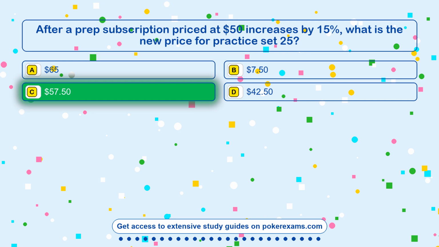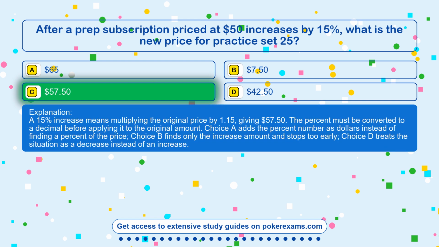The correct answer is option C, $57.50. A 15% increase means multiplying the original price by 1.15, giving $57.50. The percent must be converted to a decimal before applying it to the original amount. Choice A adds the percent number as dollars instead of finding a percent of the price. Choice B finds only the increase amount and stops too early. Choice D treats the situation as a decrease instead of an increase.